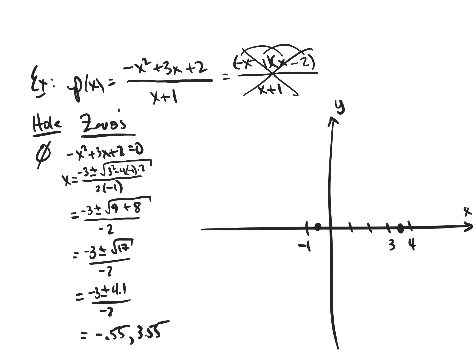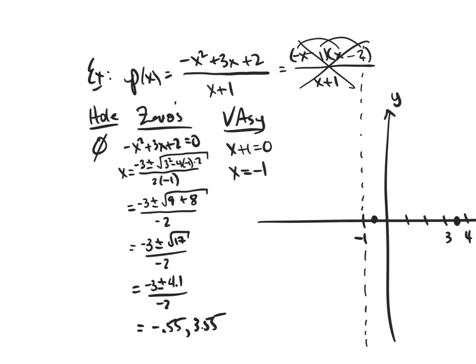Okay, a vertical asymptote is going to occur anywhere the denominator is equal to 0. So we set the denominator equal to 0 and solve. So we have a vertical asymptote at negative 1. Okay, I'm going to have to scooch this over a titch.